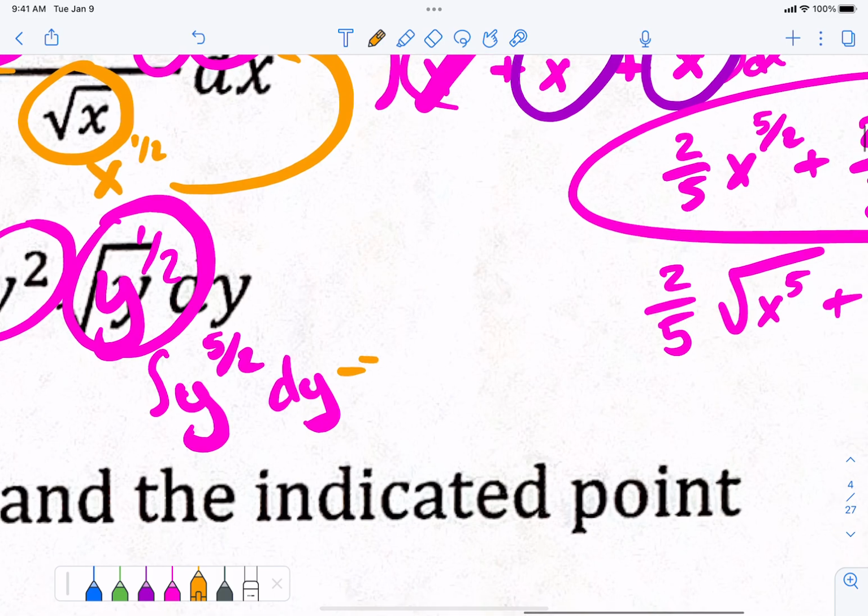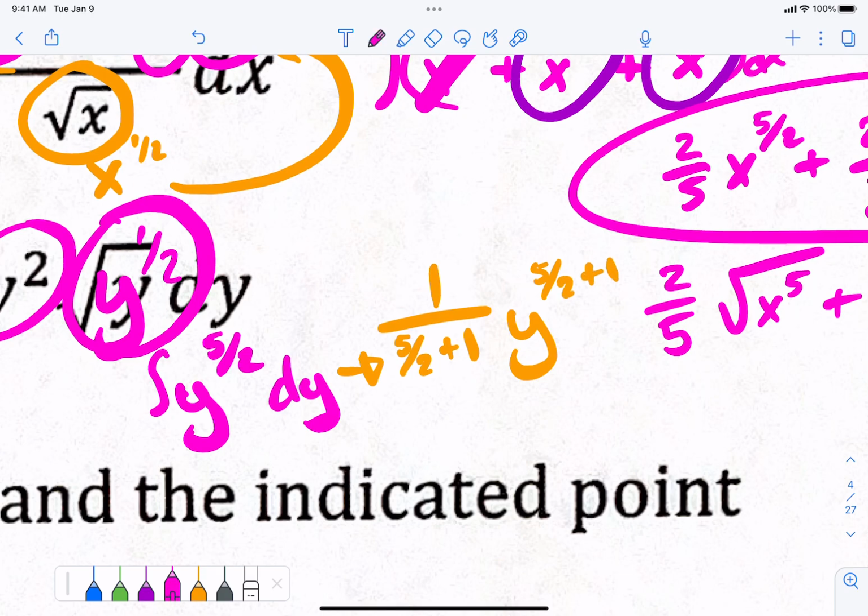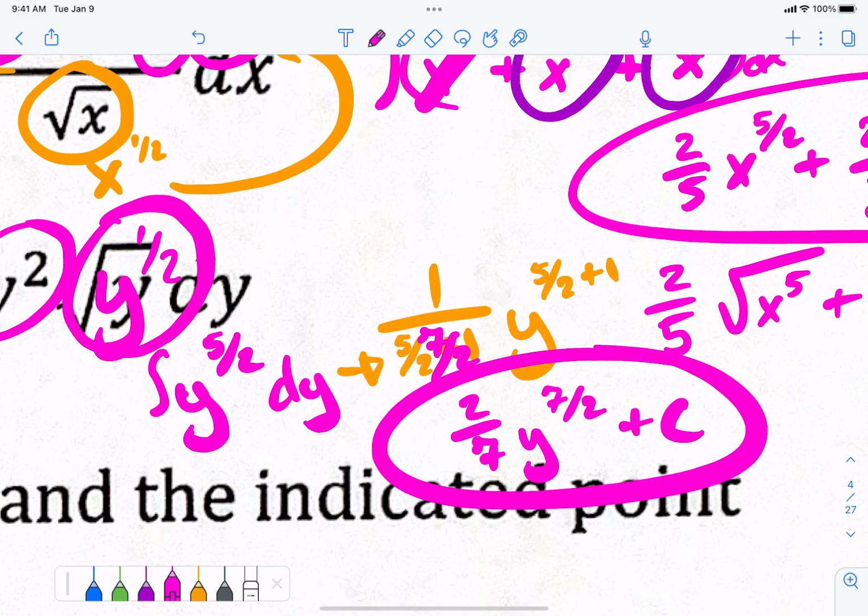So, antiderivative, 1 over n plus 1. What's n? 5 over 2. So y to the 5 over 2 plus 1. Okay, let's figure out what's 5 over 2 plus 1. 7 over 2. Okay, so this will be 2 over 7 y to the 7 over 2 plus C.